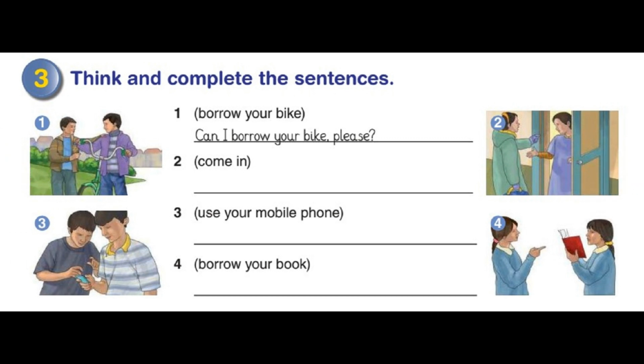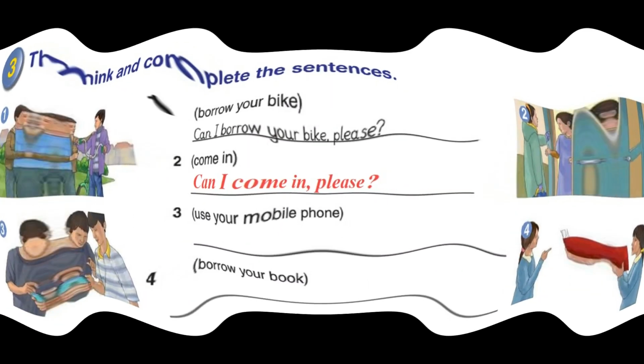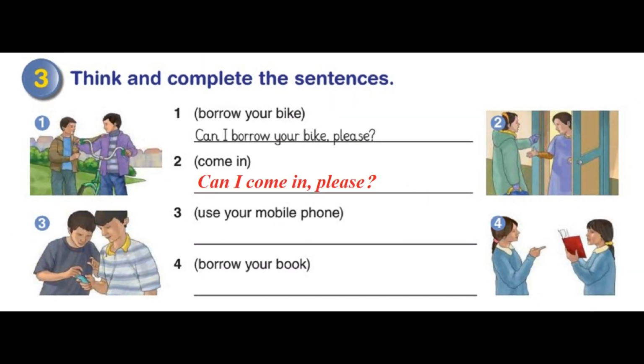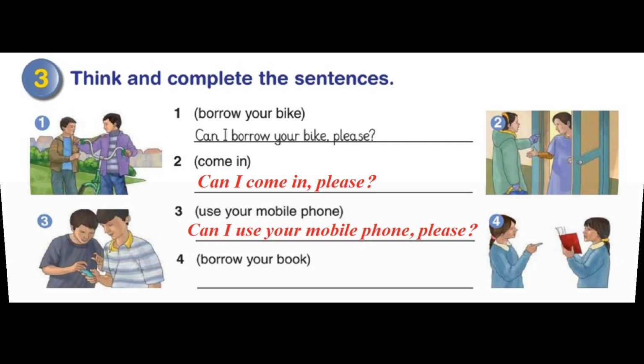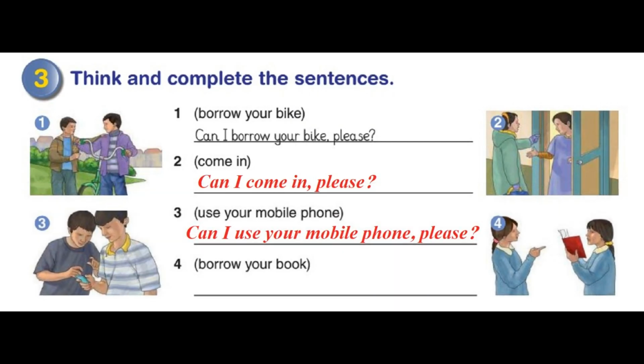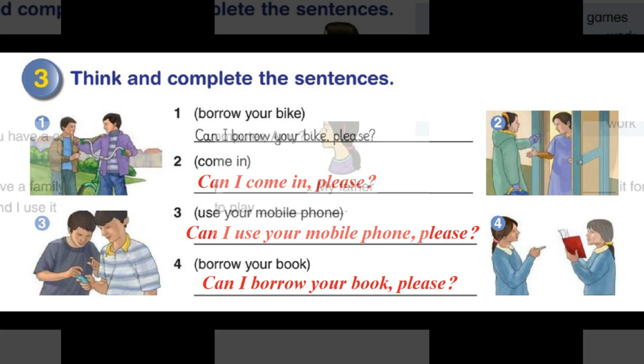3. Think and complete the sentences. 1. Borrow your bike. Can I borrow your bike, please? In. Can I come in, please? 3. Use your mobile phone. Can I use your mobile phone, please? 4. Borrow your book. Can I borrow your book, please?